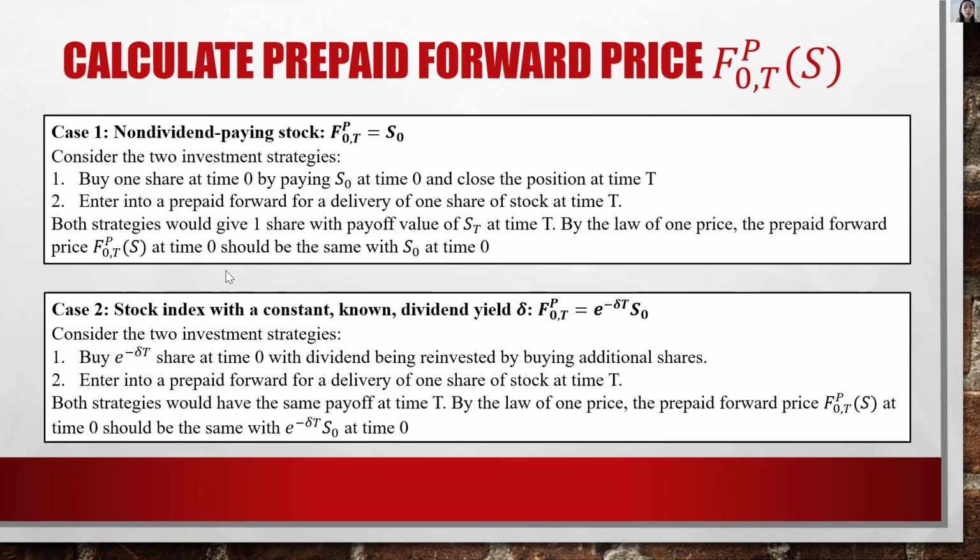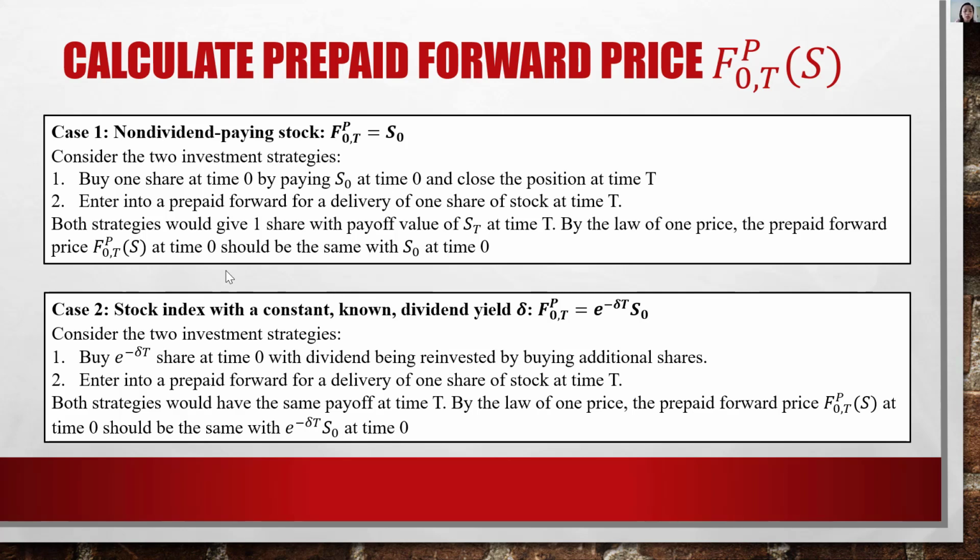So we consider 2 investment strategies. The first strategy, buy one share at time 0 by paying S0 at time 0 and close the position at time T. That means at time 0 we buy, let's say, a stock. So we have to pay an amount S0 at time 0. And then at time T, we sell it and close the position at time T.